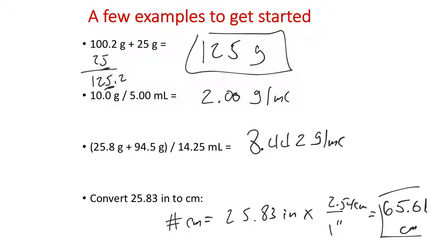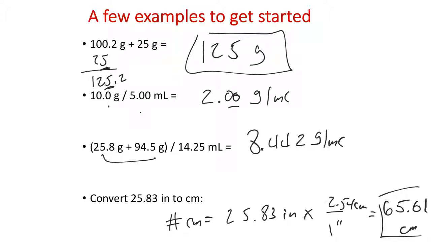Okay, I guess I'll highlight these real quick. 125 for the first, I don't know if you guys agree with that. 2.00 grams per milliliter, we got three sig figs, divide by three, so we go out to three sig figs. The reason why the 125 was, we got around to the ones placeholder, so we're looking at the higher quantity placeholder to round the first result.